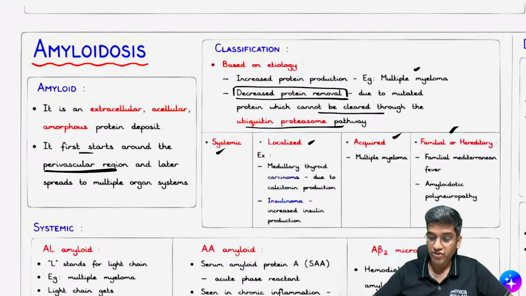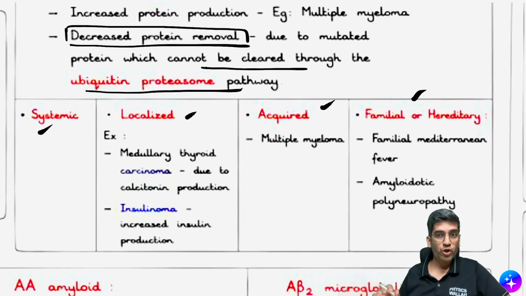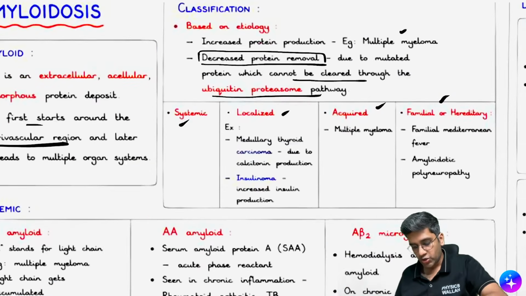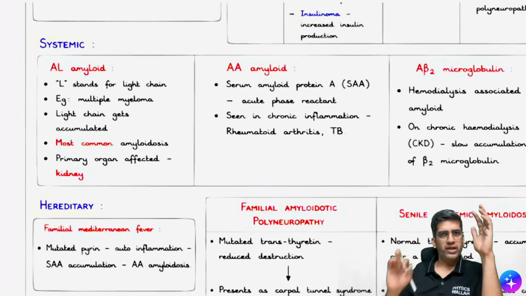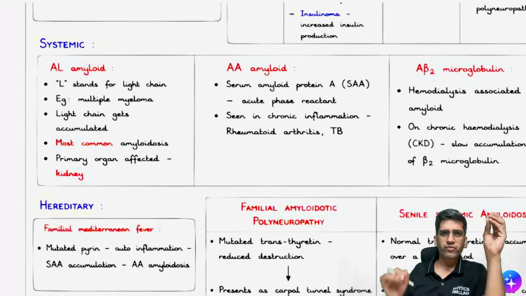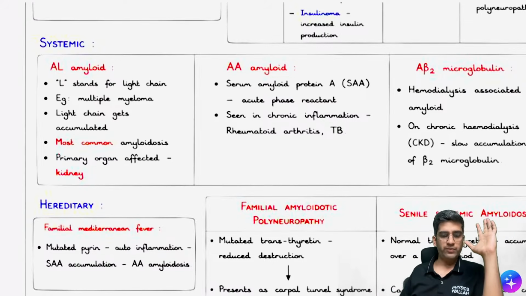Acquired, myeloma, and congenital, familial, hereditary. We have familial Mediterranean fever, we have amyloidotic polyneuropathy. All these are inherited causes of amyloidosis. Fine, perfect, great. So once it's done, I want you to mention each one of them in at least one word. If you can draw a table and write, that is also enough. Or if you can write point-wise, whatever is comfortable, right?